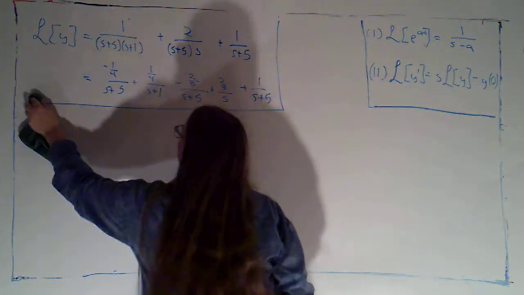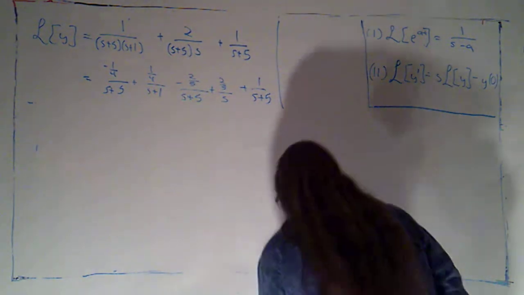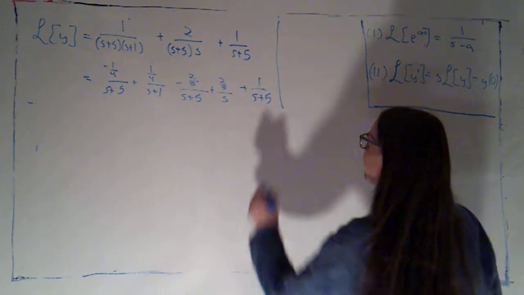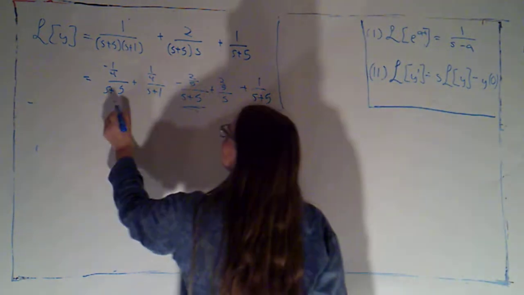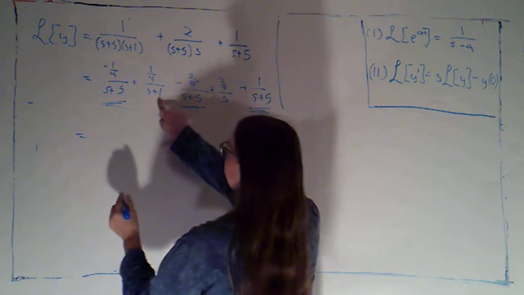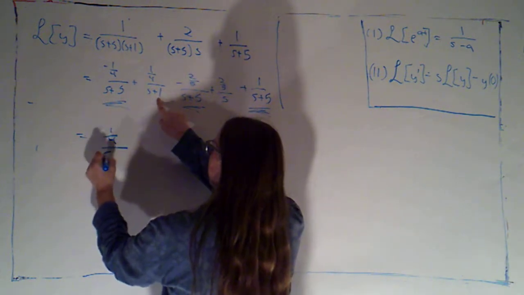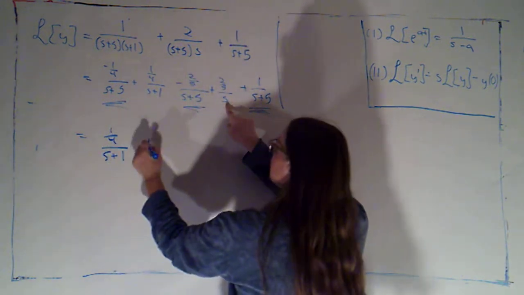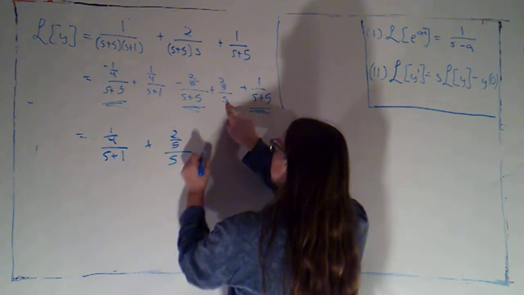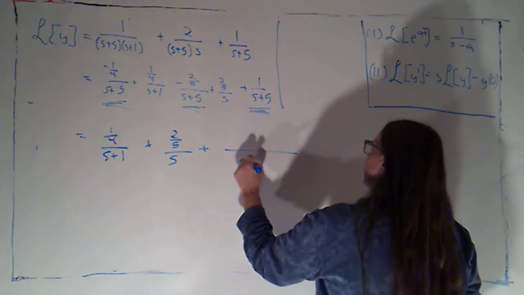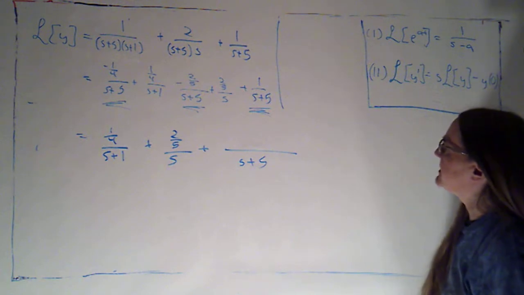Okay, so right now I've got 5 fractions. I think we can consolidate a little bit because 3 of those have the same denominator. So I'm just going to say I've got this one, 1/4 over s plus 1, plus this one, 2/5 over s, plus something over s plus 5. So let's see what I have.